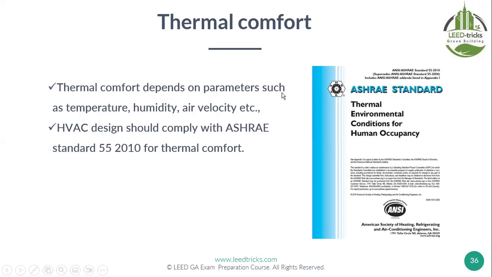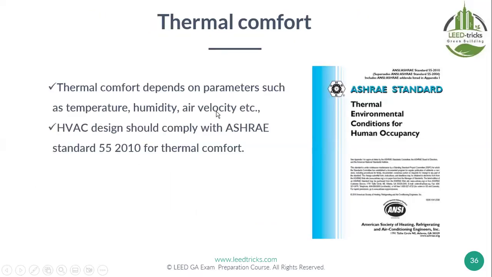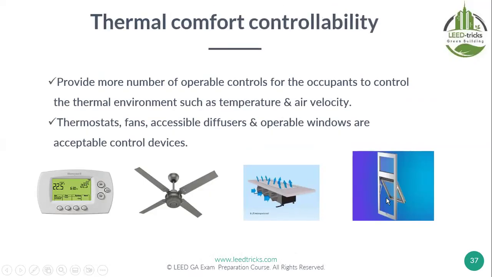So thermal comfort depends on parameters such as temperature, humidity, and air velocity. HVAC design should comply with ASHRAE with regard to these parameters. In addition, you need to provide operable controls, like a window in case you want to open it, or a fan, or a thermostat, or grills you can open and close.